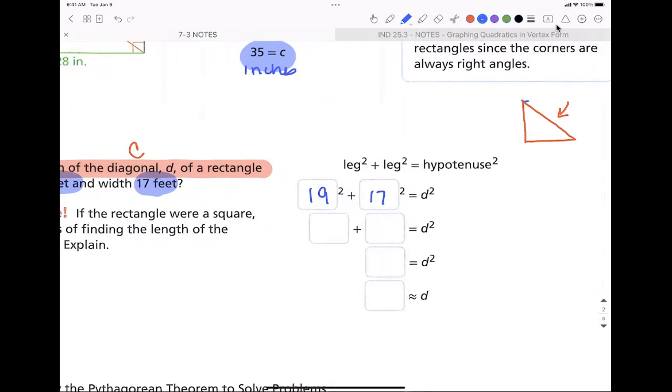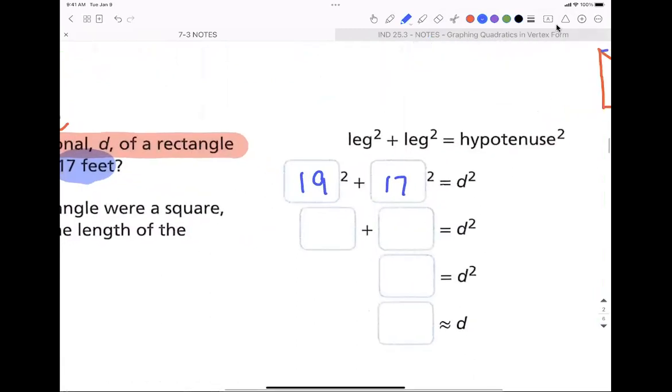All right, let's start on the other side of the room today. Kiara, if you could give me 19 squared, Dayton, give me 17 squared, and Eli, you're going to add those two together. All right, Kiara, what is 19 squared? 361. Dayton, what is 17 squared? 289. And then Eli, you're going to add those two numbers together.